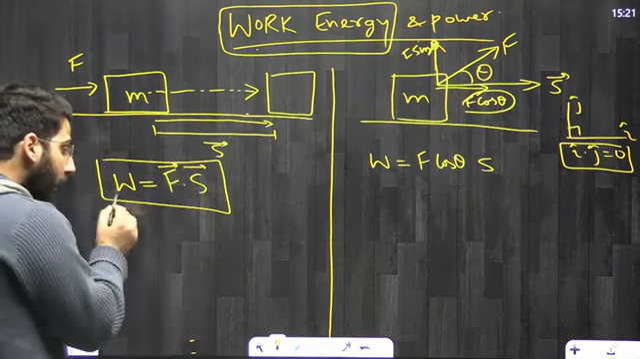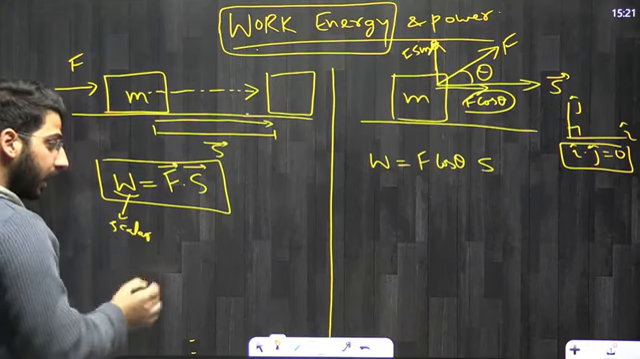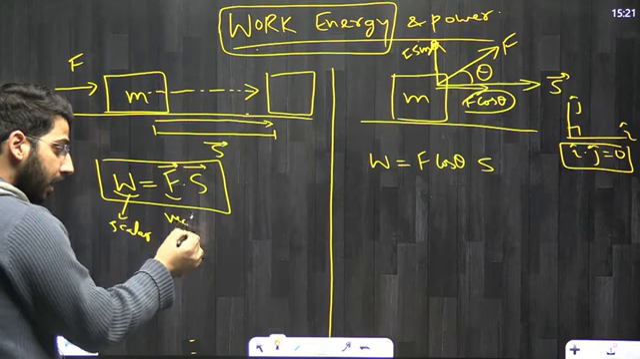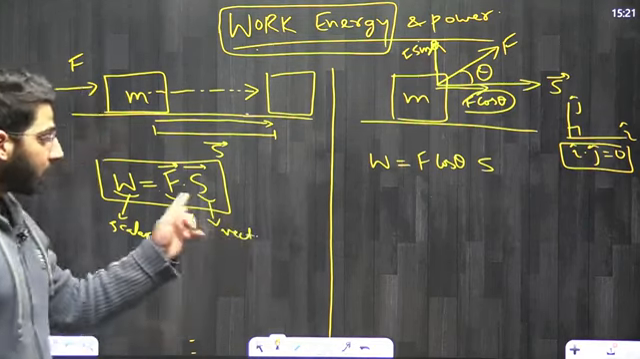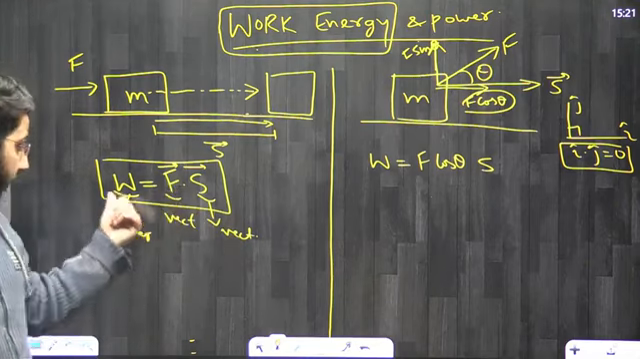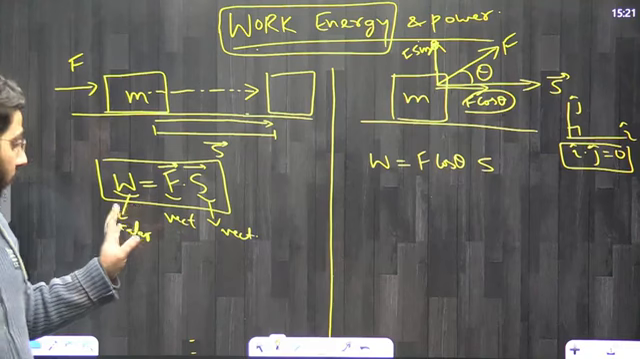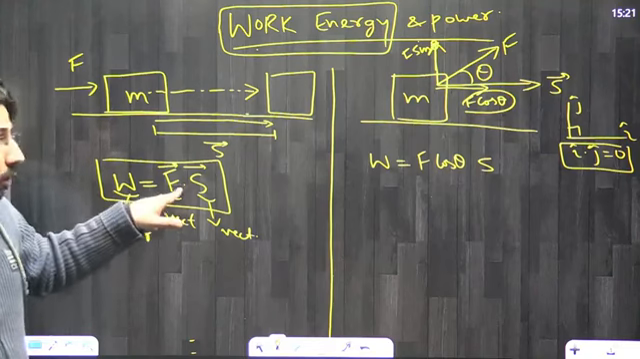Why? Because I know work is a scalar quantity. Force is a vector and displacement is also a vector. So the dot product between two vectors gives a scalar. If it was a cross product here, then we would have got a vector. Okay. So since work is a scalar quantity, there should be a dot product here.